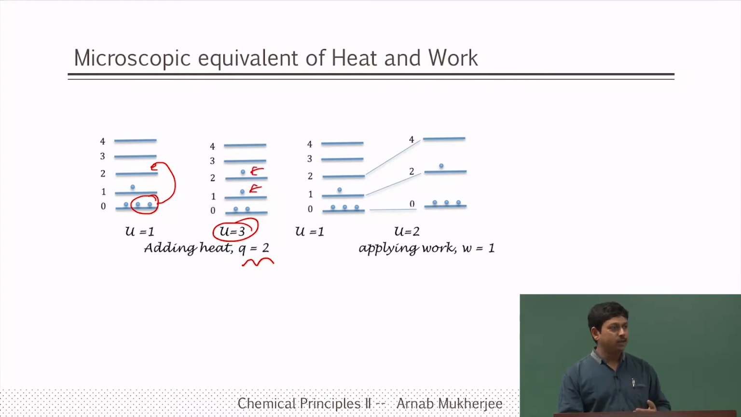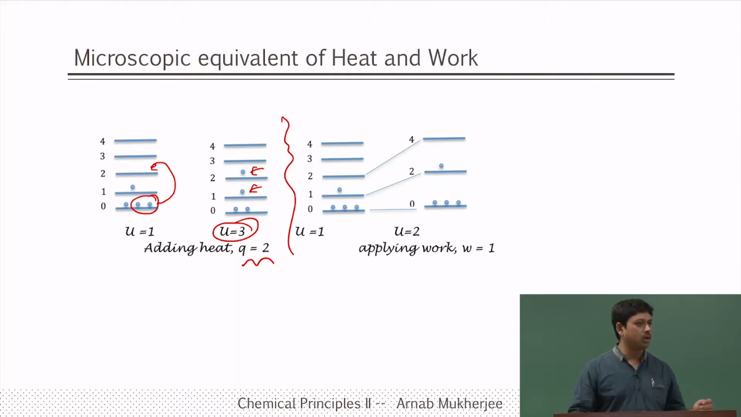So, when I add heat to the system, there is a redistribution of particles in different energy levels. You will understand later that it is because of the Boltzmann distribution. You will see that particles are distributed depending on the temperature and the energy levels in such a way that it satisfies the Boltzmann distribution. However, adding work on the system is a little bit more complicated.